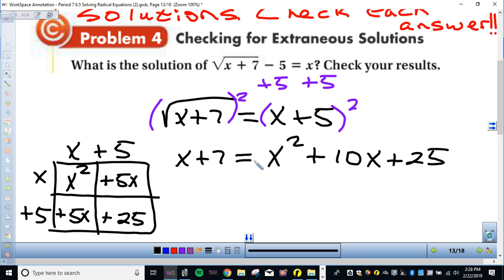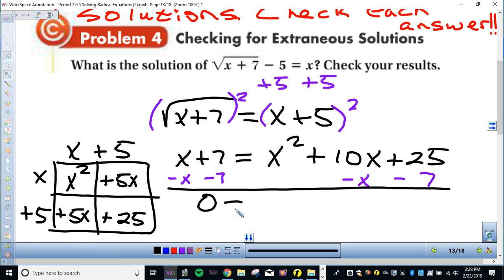As soon as you see that x squared, you know you have how many solutions? 2 solutions, right? So we get everything over to the right side of the equal sign and factor it. At this point, you're praying you don't have to do the quadratic formula. And then you get to check for extraneous solutions on top of that. So subtract x and 7 from both sides. We get 0 equals x squared plus 9x plus 18.